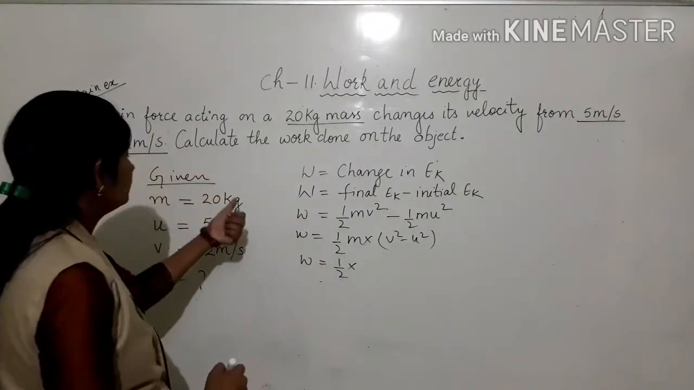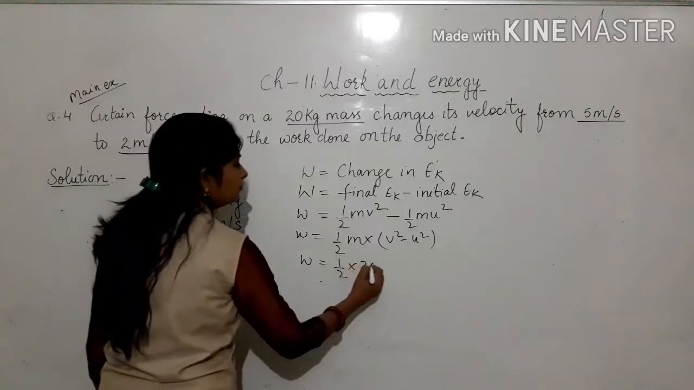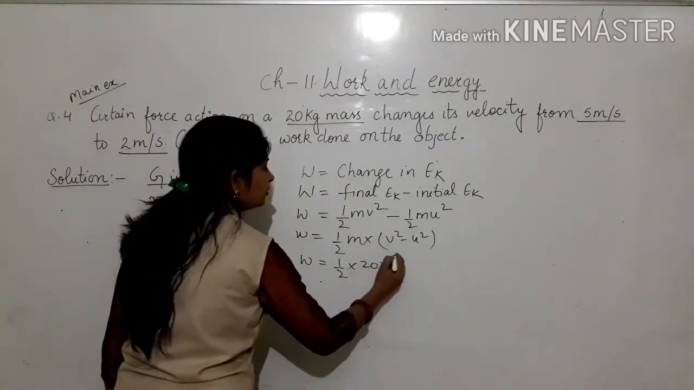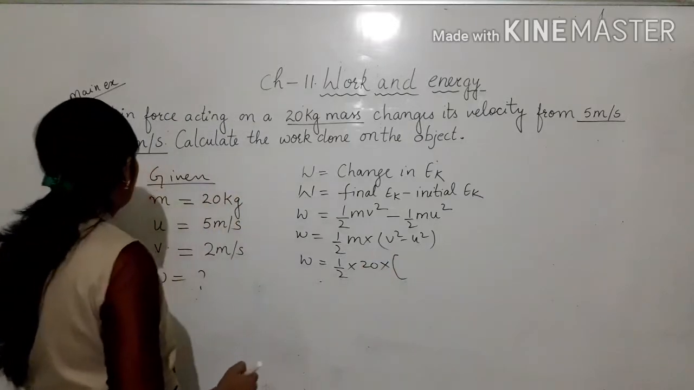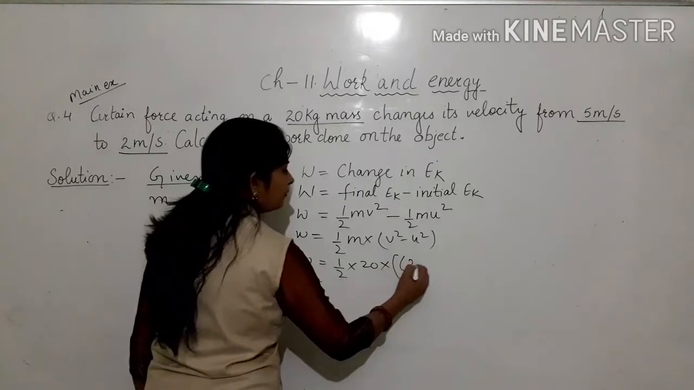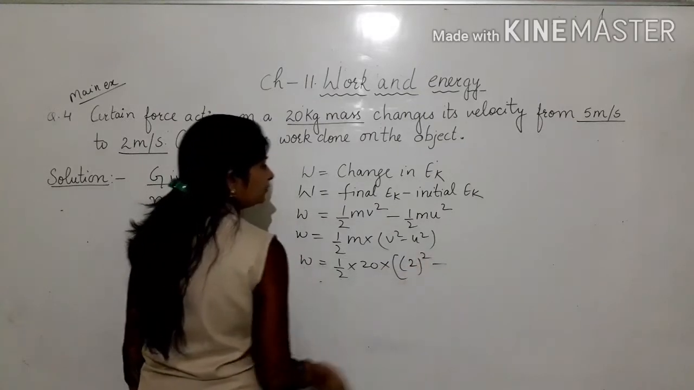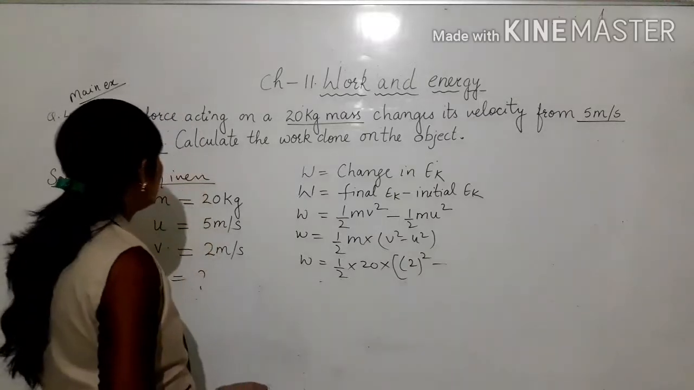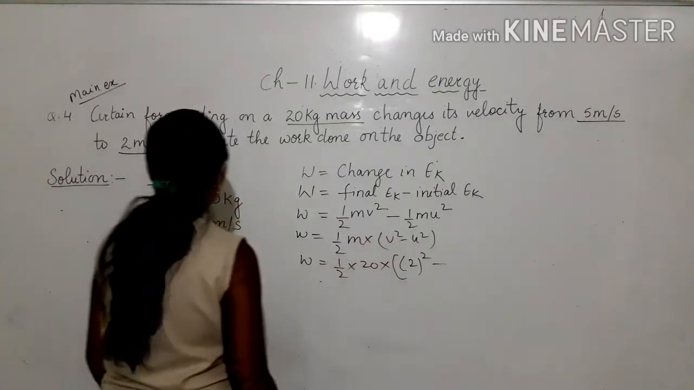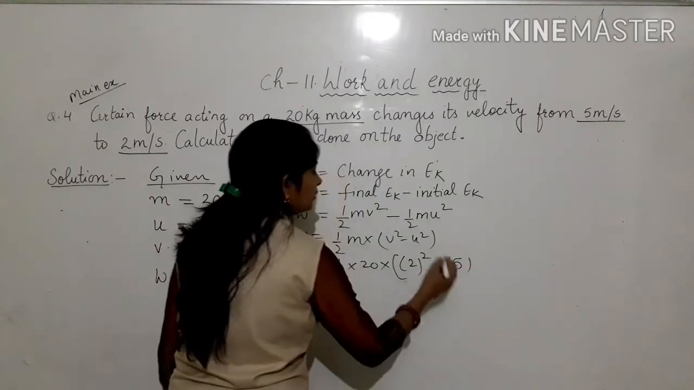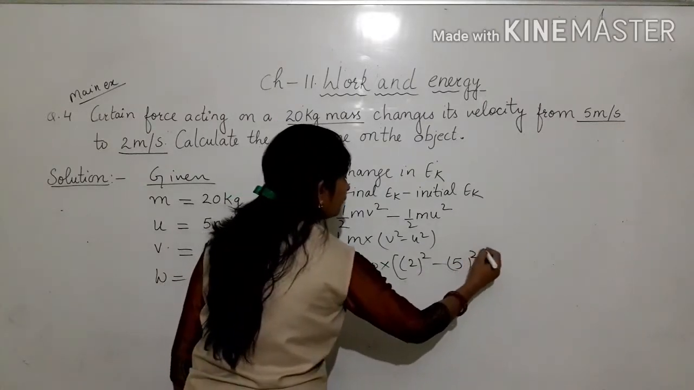What is m? 20 kilogram, into v square minus u square. What is v? The final velocity, that is 2 meter per second. We have to square it because we have to put the value for v square minus u square. What is u? 5 meter per second. Square it.